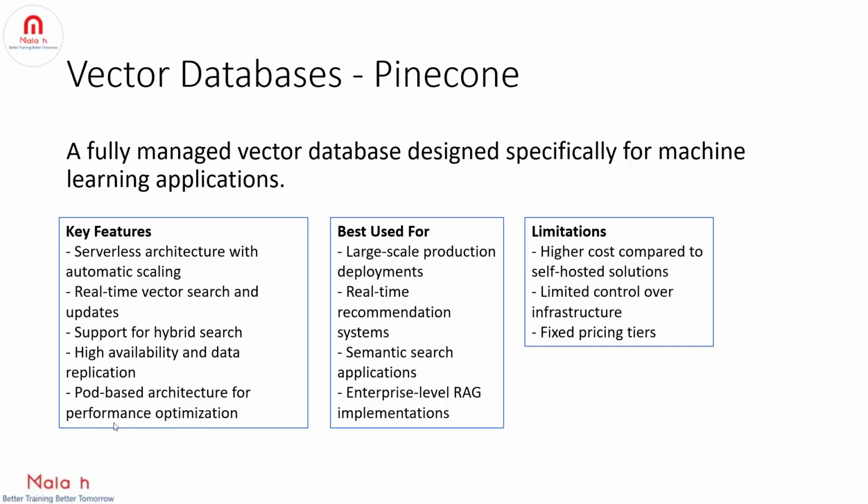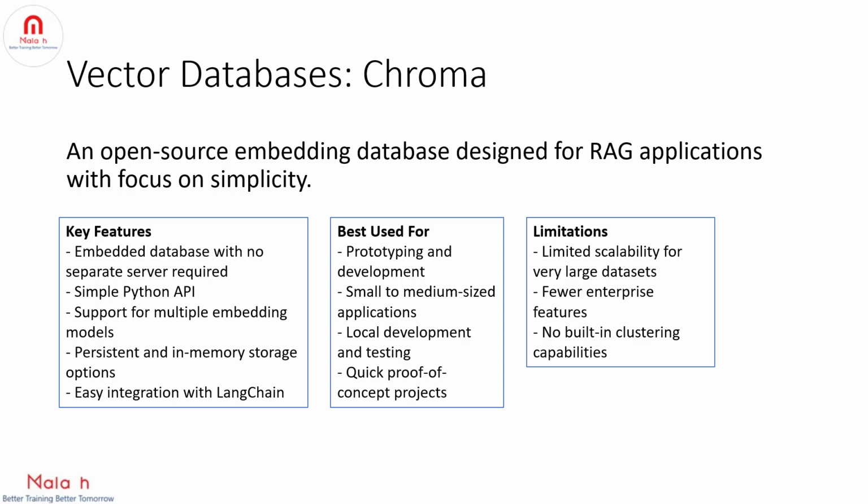So this is best used for performance optimization, and Pinecone is best used for large scale production deployments. It is also best used for real-time recommendation systems, semantic search applications, and enterprise level RAG implementations. And the limitations are, it is expensive, with higher cost compared to self-hosted solutions, and limited control over infrastructure and fixed pricing tiers. So keep these in mind when you are trying to pick the vector database. So that's about Pinecone. And the next one is Chroma database.